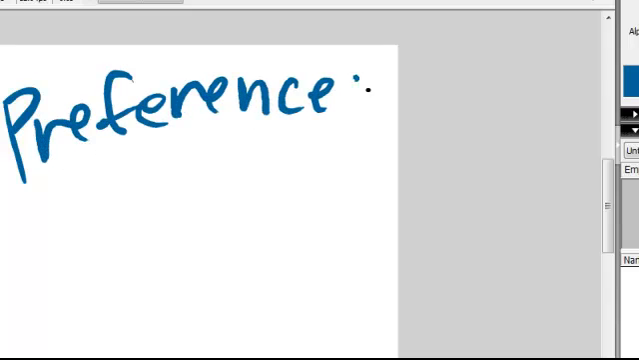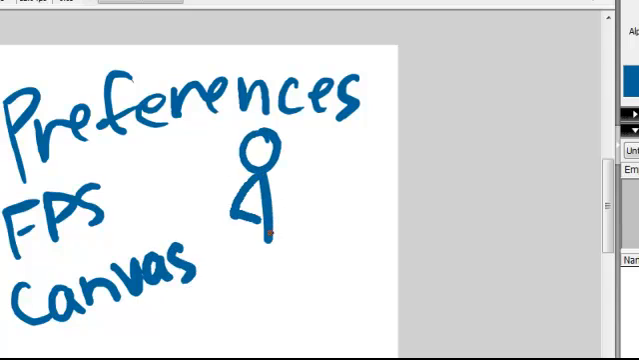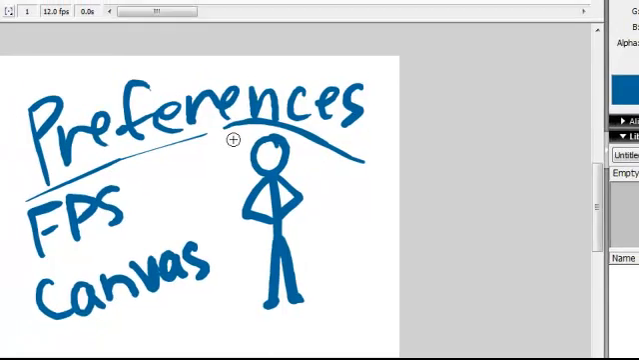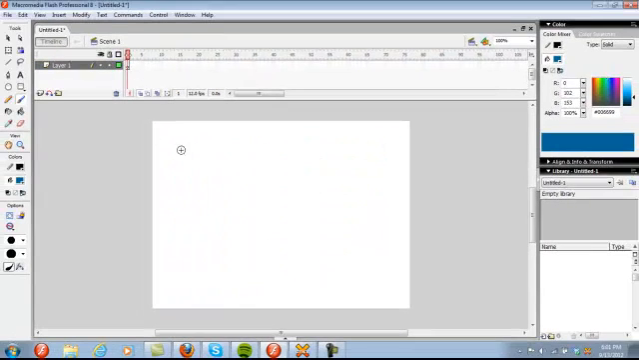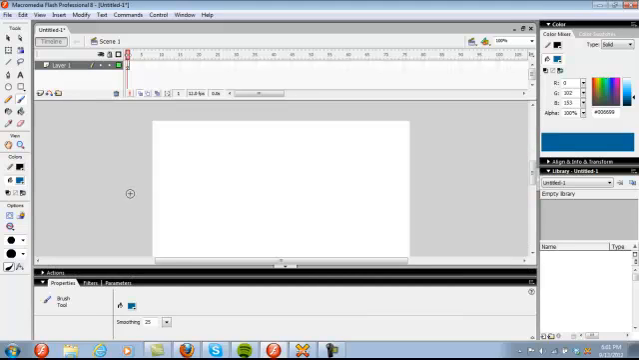Now, in animation, there are a lot of different preferences. You have your frames per second, you have your canvas, and you have your stick construction, or how you draw your stick figures. Now, a lot of different people have different preferences for all of these. They like to have their frames per second at different rates, they like different canvas sizes, and they draw their stick figures differently. I'm going to go over basically what you should do to figure out what your preference might be, or get on the road to finding out what your preference is before you start animating.